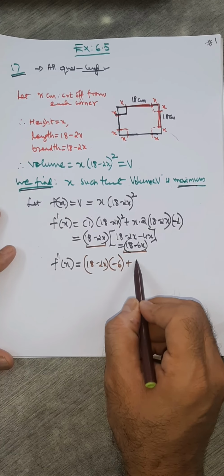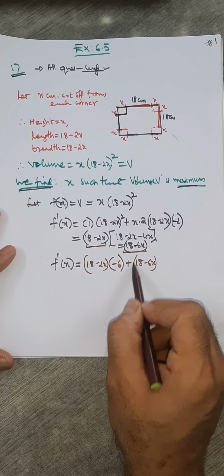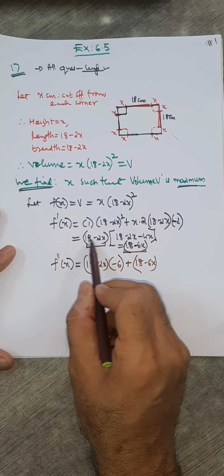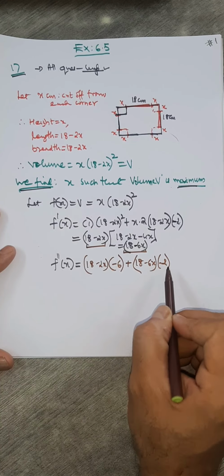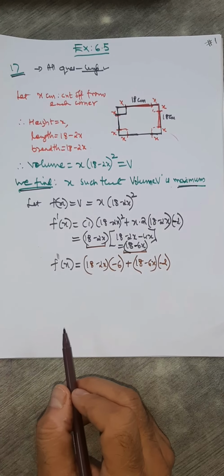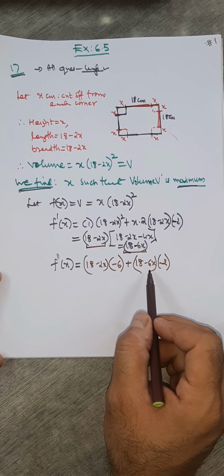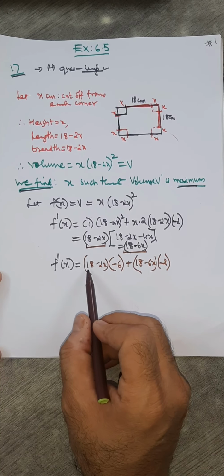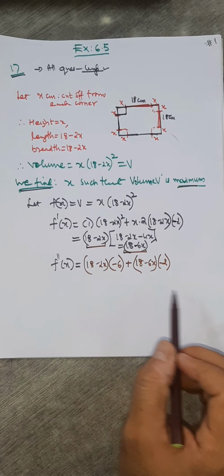Okay, plus now 18 minus 6 as it is. What's the differentiation of this one? This is 0 and here you have minus 2. No need to simplify, you can leave it in this form because the value of this is not important. What we are going to do is decide whether it is positive or negative.